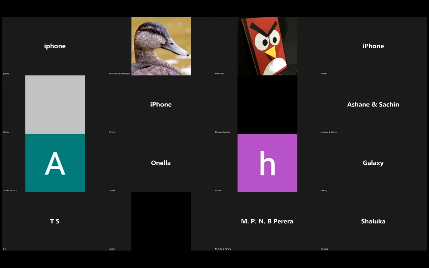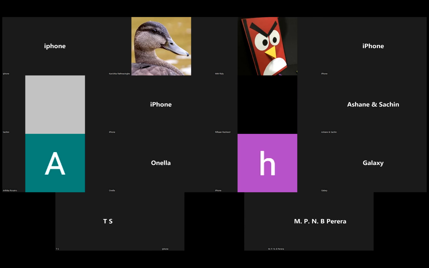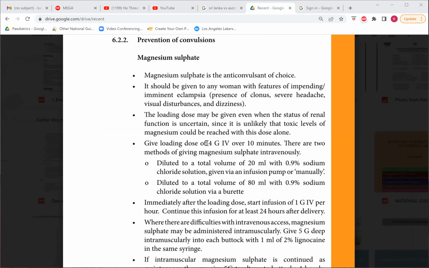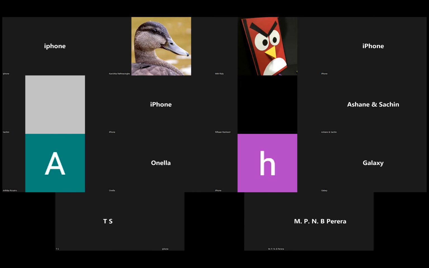The other method is a syringe pump infusion, or you can put it in a burette, which is the last option. So it says give a loading dose of 4 grams IV over 10 minutes, and either you can give it by infusion pump or dilute to 80 milliliters with 0.9% sodium chloride by burette. Those are the two options. And if there's difficulty in IV access, you can give IM.